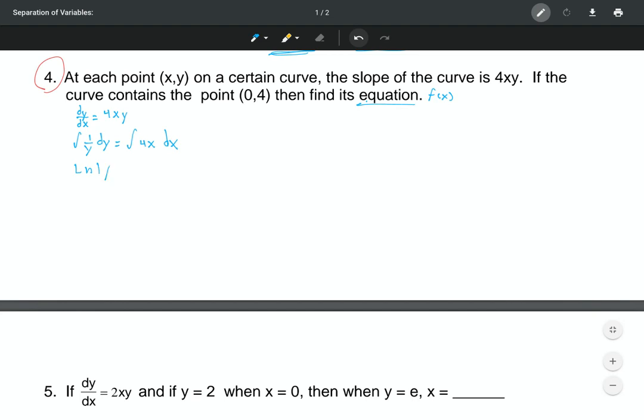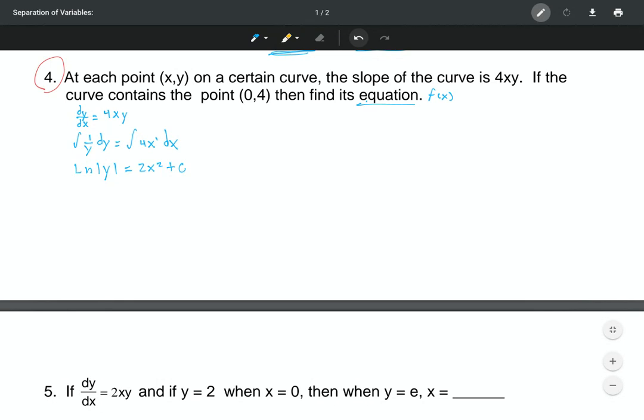So this is going to be the natural log of the absolute value of y is equal to 4x squared over 2, right? Because remember, add 1 to the power, divide by the same. That would leave me with 2x squared plus c. Okay, so now they're going to give us the point (0, 4), and they want us to find the equation.